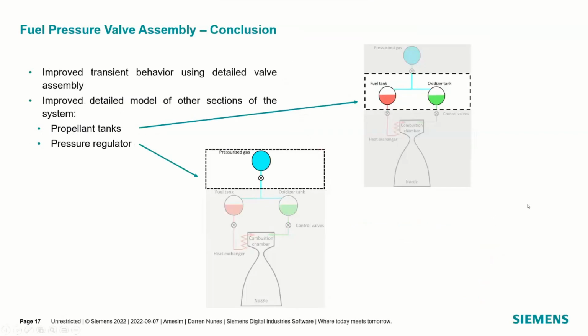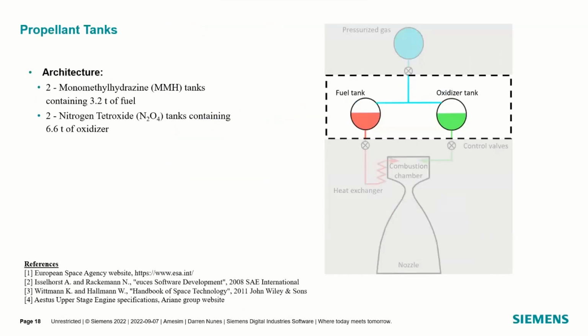So the major conclusion as well of where you would go from there is, all right, we designed the engine, we designed the pressure control valves, we didn't do the tanks, and we haven't done the pressure regulators. So yes, we're improving this transient behavior by using this detailed valve assembly. How do we keep modifying our simulation model to really mimic what the actual real world example would be? So then we did the propellant tanks.